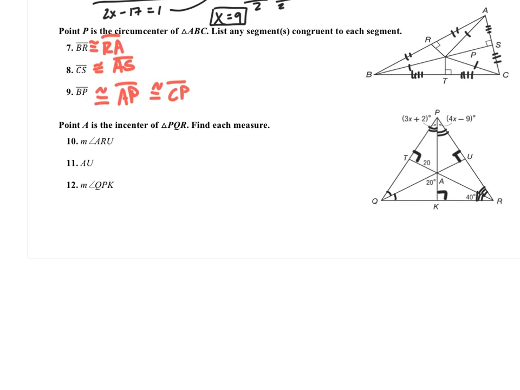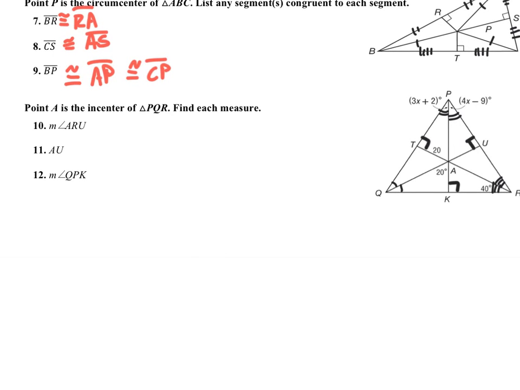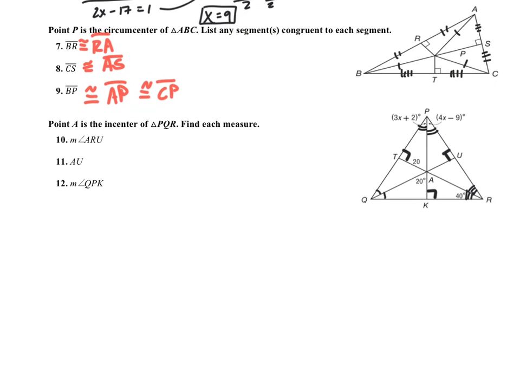Then it wants us to find the measure of angle ARU. And what is that? ARU is right here. So here's what I know. I know that ARK is 40 and that's congruent to ARU. So I'm going to write that angle ARU is equal to 40 degrees. And then it wants me to find the length of segment AU.